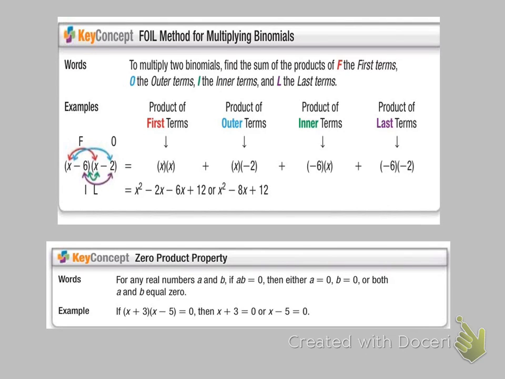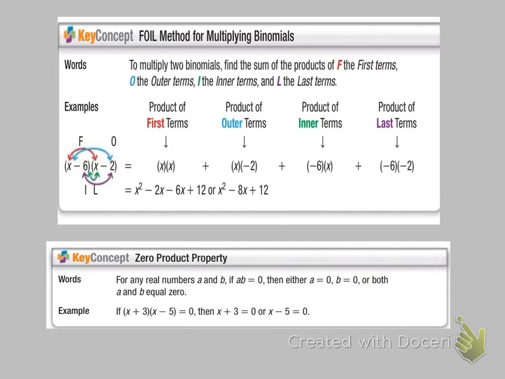You probably don't need to write down, because it's a box that explains foiling to you. Hopefully you made it this far and you know how to foil. So you probably don't need to write this down. Okay? What you do need to write down is that bottom box. Okay, zero product property.